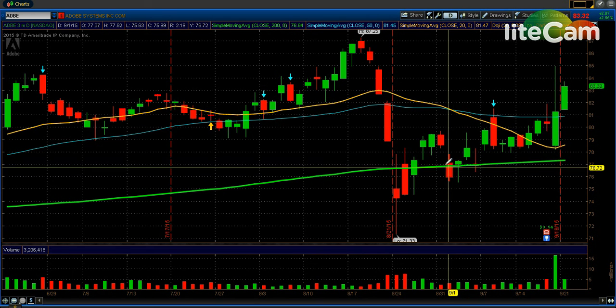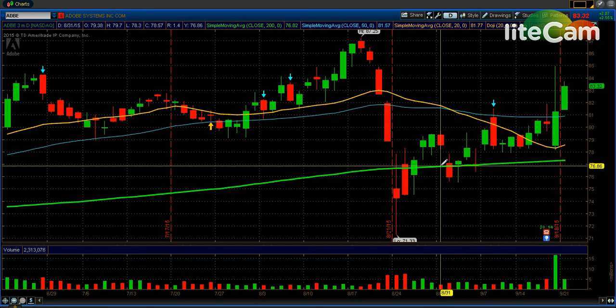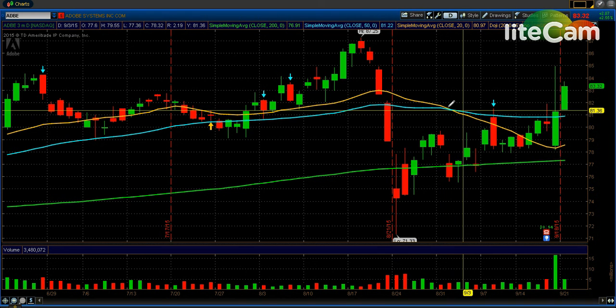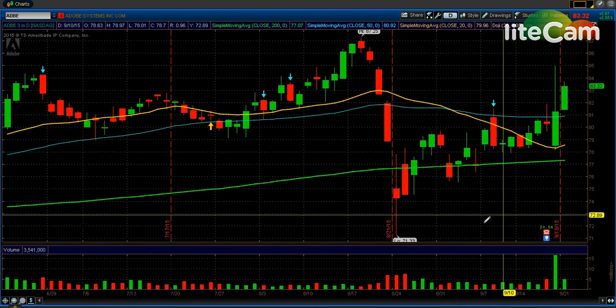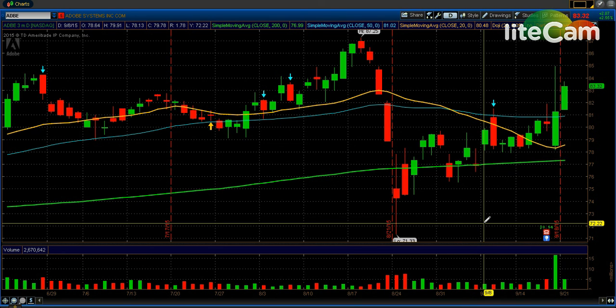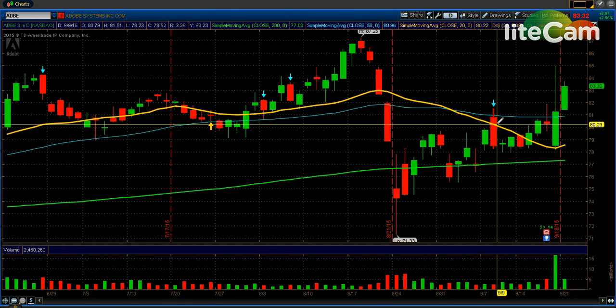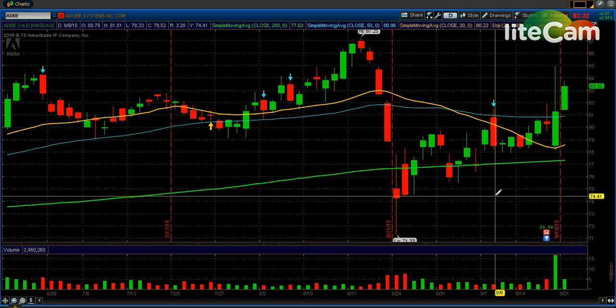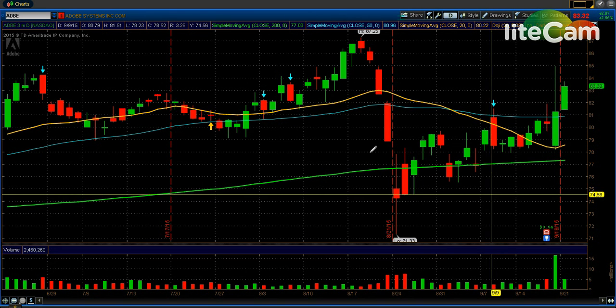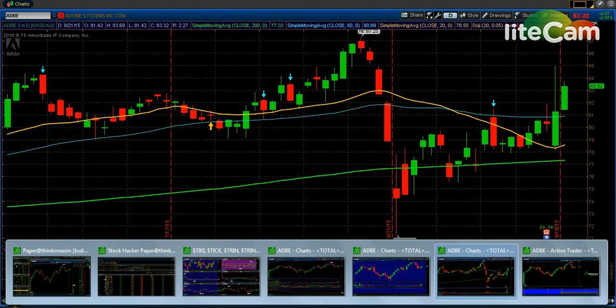So I have my 200-day moving average, I've got my 50-day moving average, and I've got my 20-day moving average. These are important to me, but again, it's not a must that I have to look at them, but it just gives me more confirmation if they are following kind of an upward path.